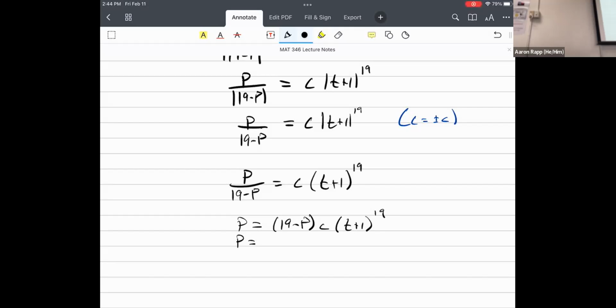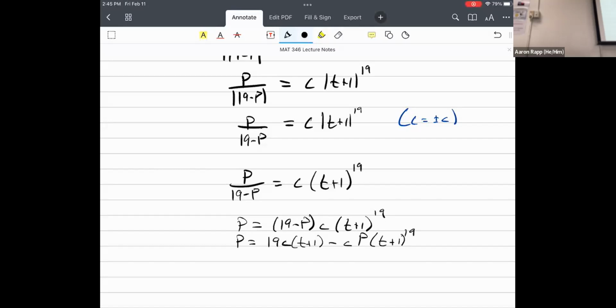I need to be careful here. So I do have to be careful, because when I distribute this c times t plus 1 to the 19th through, I'm going to get that constant c now show up in two places. I'll admit this is a mistake that I'd like to make. It's tricky. That constant c is a constant value, but it's representing a fixed value.